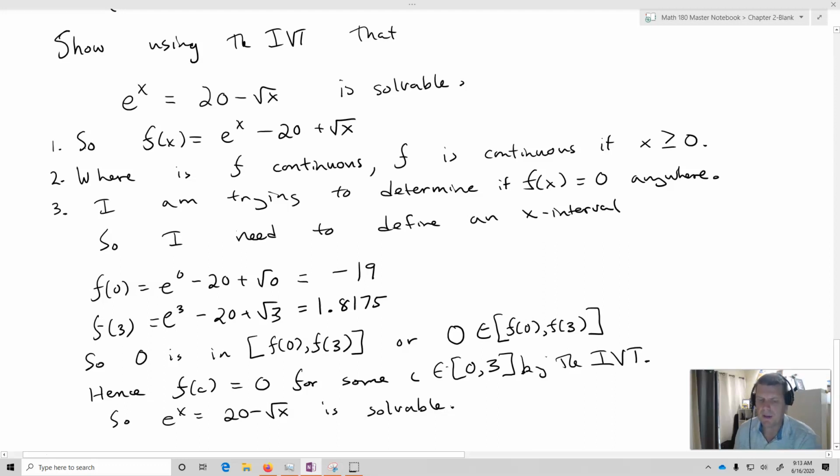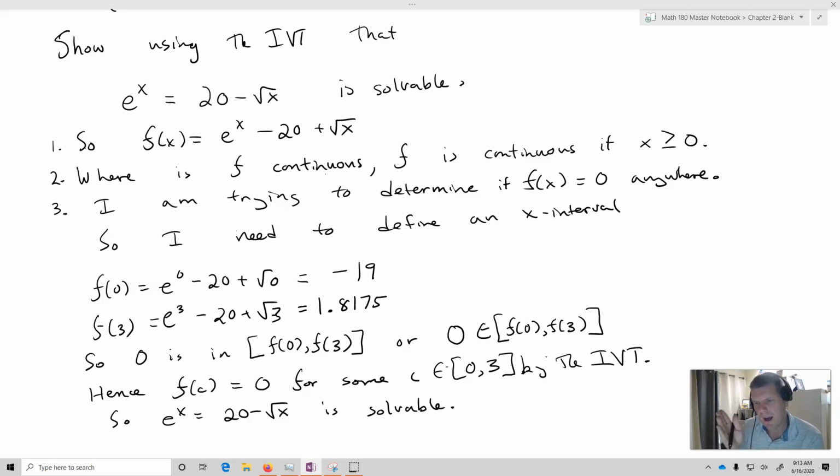So what we did first was generate a function from our equation, just by basically moving everything over to one side. And then we figured out on what interval f was continuous, utilizing our rules of continuity, and then I basically had to generate an interval where 0 was in that interval. Since I could find that interval, by the intermediate value theorem, there must be some c where f of c equals 0. And that then gave me something that was solvable, okay?